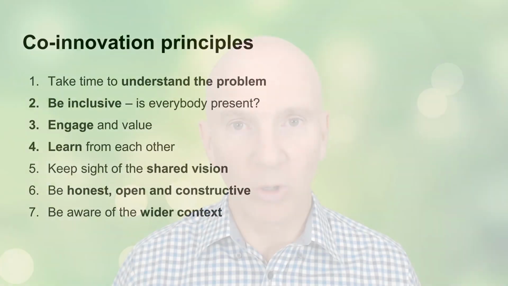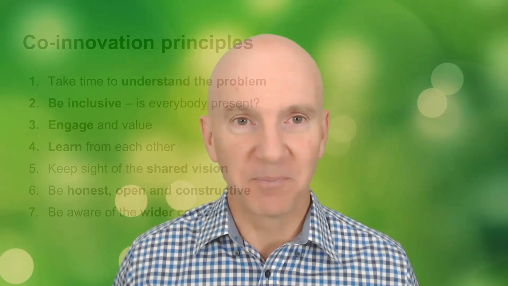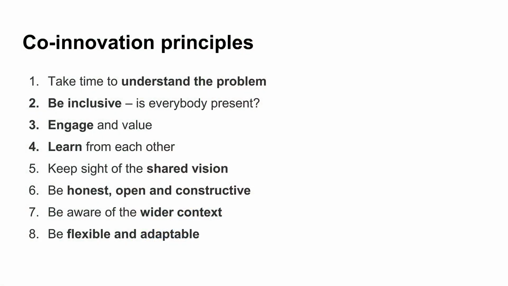Number 7 is be aware of the wider context of the problem and keep an eye out for any changes which may occur. Other factors beyond our project may influence the situation, such as a natural disaster or changes in trade barriers. Number 8 is highlighting the need to be flexible and adaptable. The way we work together and the roles we play may change over time.